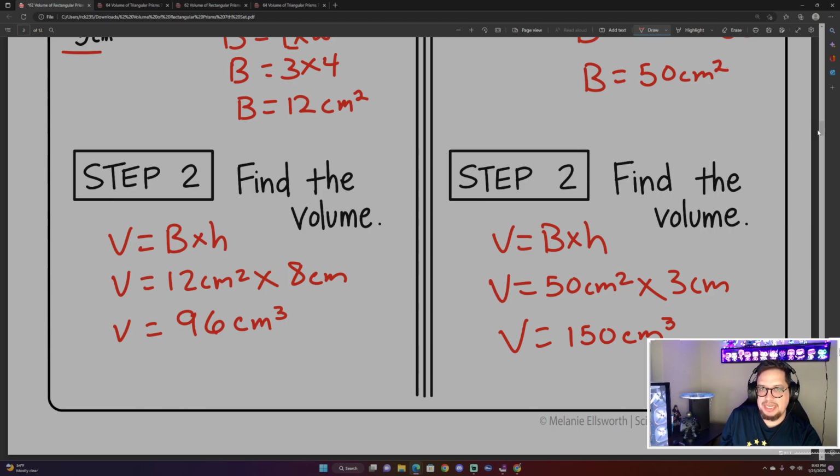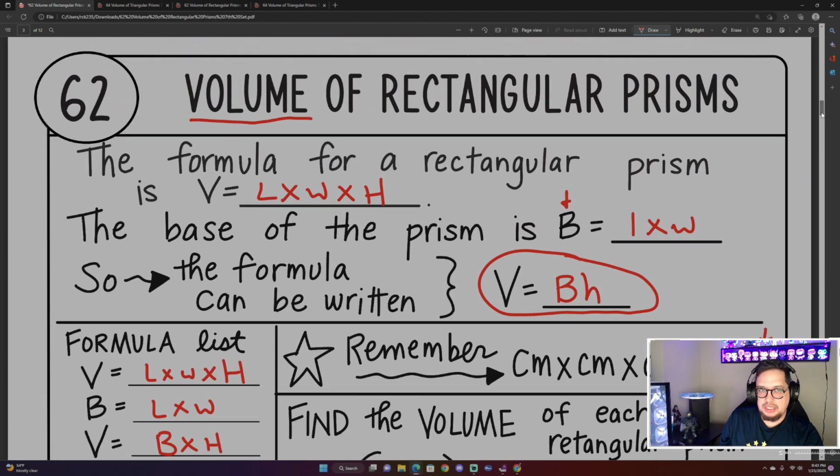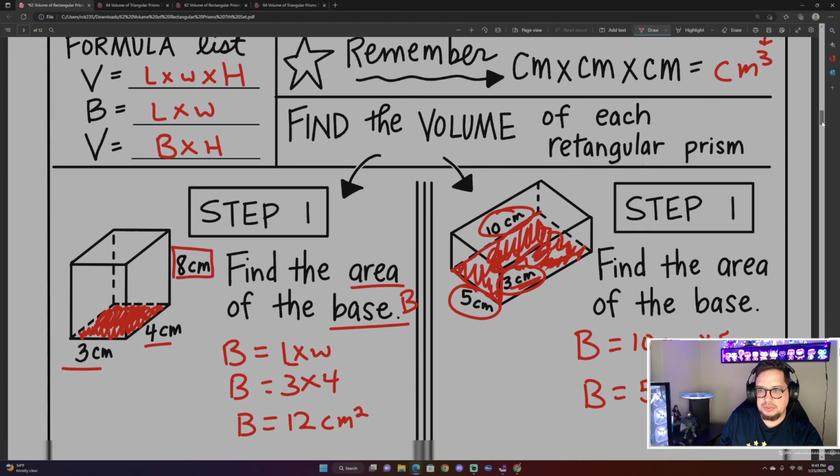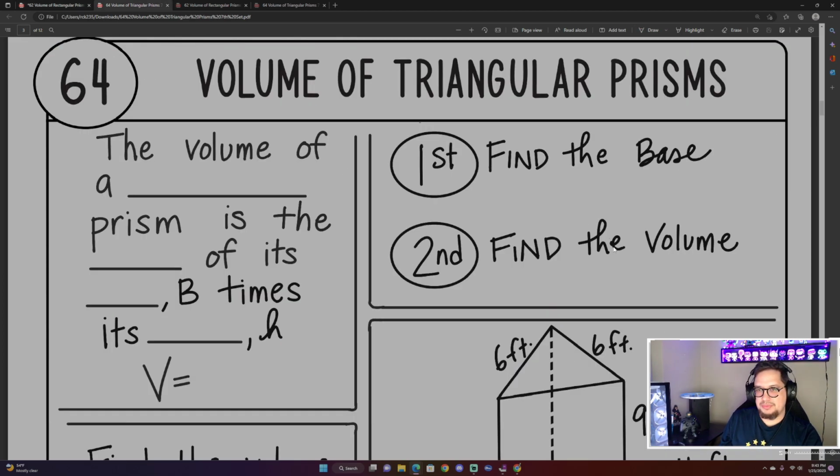Capital B times H, where capital B is the length times the width, okay? So that's going to be all the notes for rectangular prisms. Let's go ahead and move to the second set of notes. And your second set of notes is going to be over triangular prisms, okay?